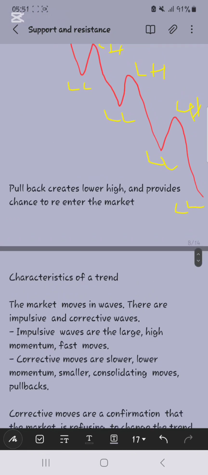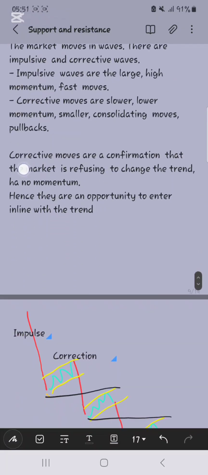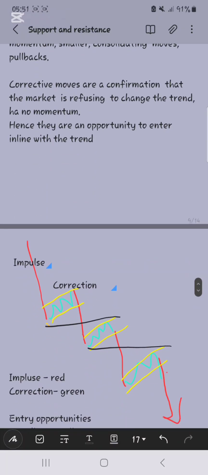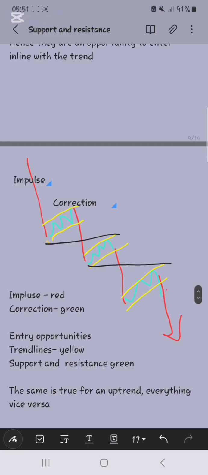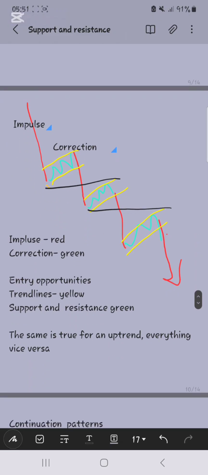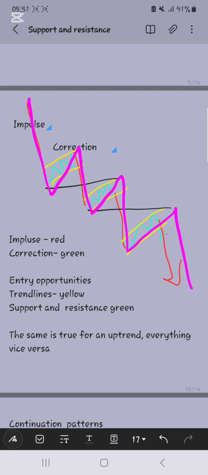So that's what we're going to be looking for. I'm going to be sharing the structure that's over here below. Those are the opportunities to enter: the corrective moves are the ones providing us with opportunities to enter. So what do we have over here? The market makes an impulse, and this is what we were looking at. Impulse, correction, impulse, correction, impulse, correction, impulse. These are the corrections that we were talking about, the pullbacks that we were mentioning earlier.